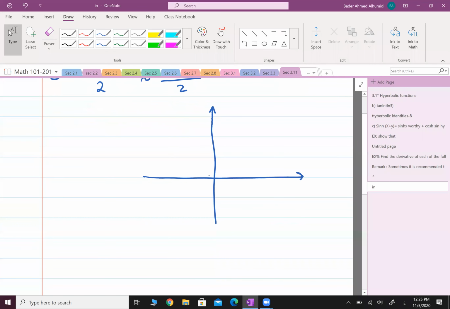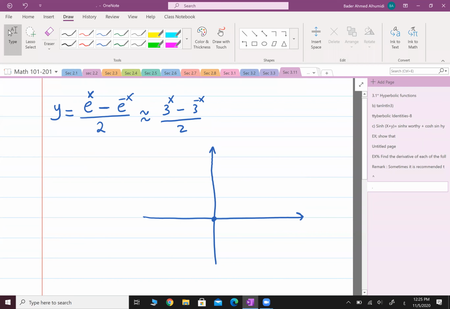Now substitute 1, for example. We notice that at 1 it becomes approximately 3 minus 1/3 divided by 2. The denominators become 9 minus 1, which is 8 over 3, over 2, so 8 over 6, which is 4 over 3 approximately. So if I substitute 1 I will have something a little bit greater than 1 here.